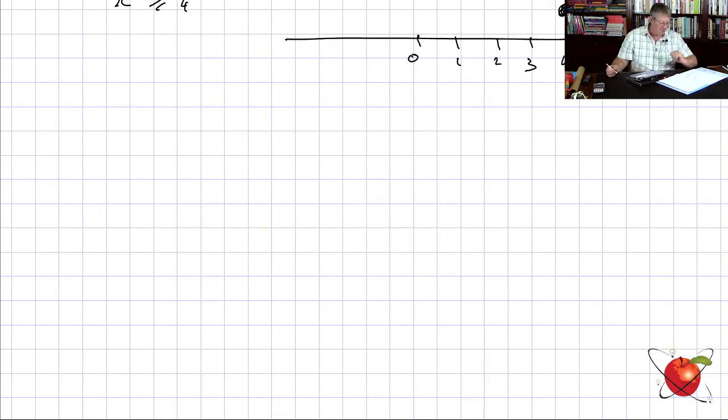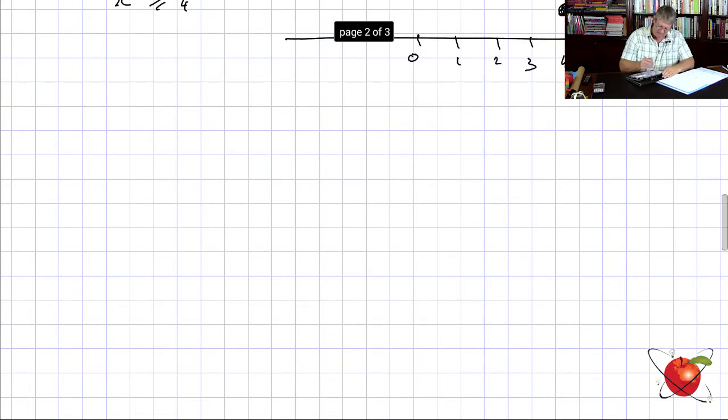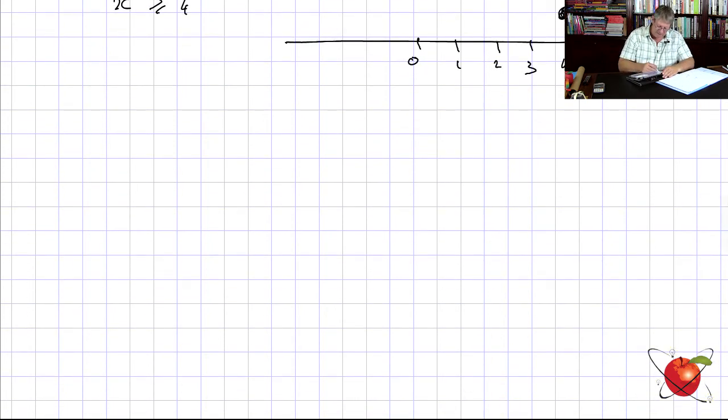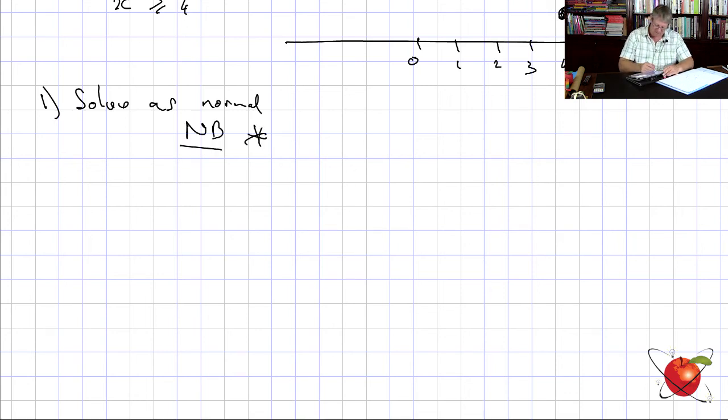So we solve the equation as normal. Then we say step 1, solve as normal. In B, something's going to come in over there in a few moments. Step 2, we say, when we get to the number line, first of all, look for boundaries.